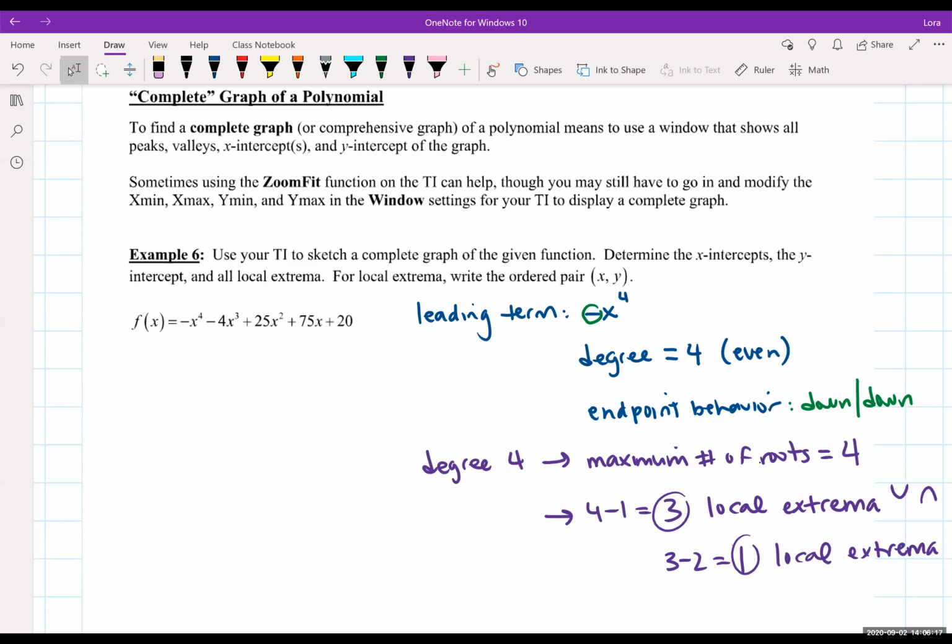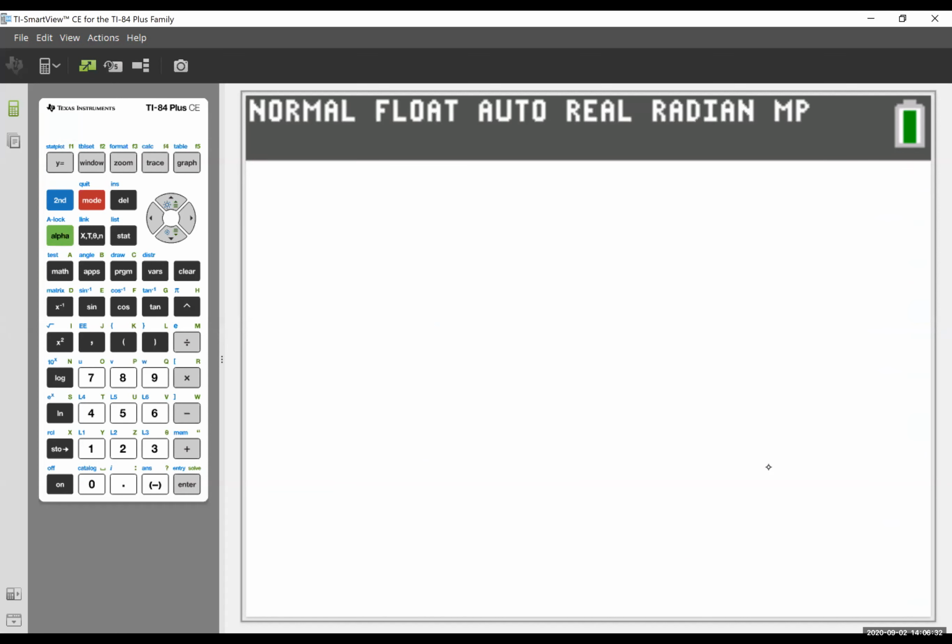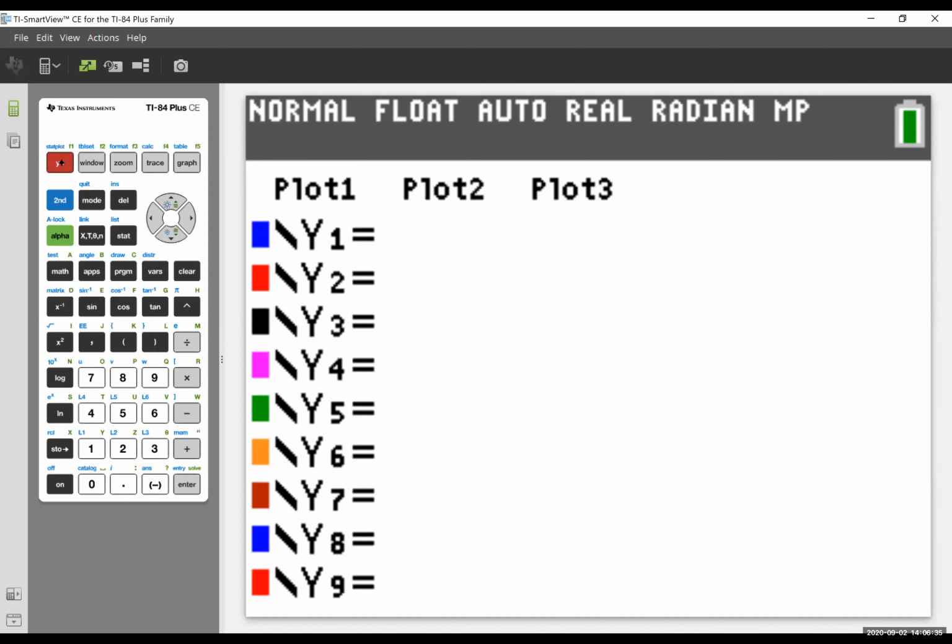So now that I have an idea of what my function is going to behave like, what I'd like to do is pull out my TI and type it in. So we're going to switch over just a little bit. And I'm going to press Y equals, the function editor, to pull up my screen. And then I'll type in our function. Remember, when you're using a negative as the leading coefficient, you have to use the negative key. If you use the minus key, the calculator gives you an error. So that could be kind of a problem-solving issue there too.